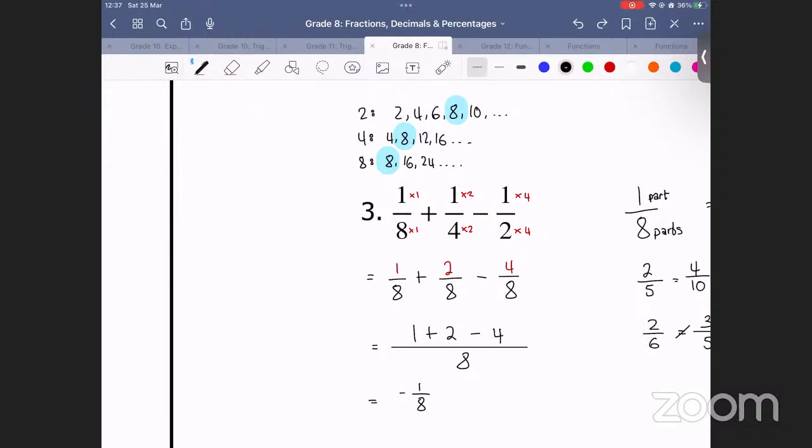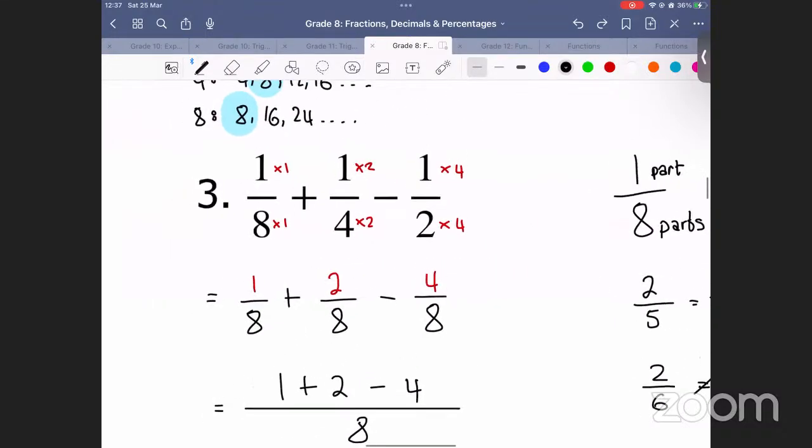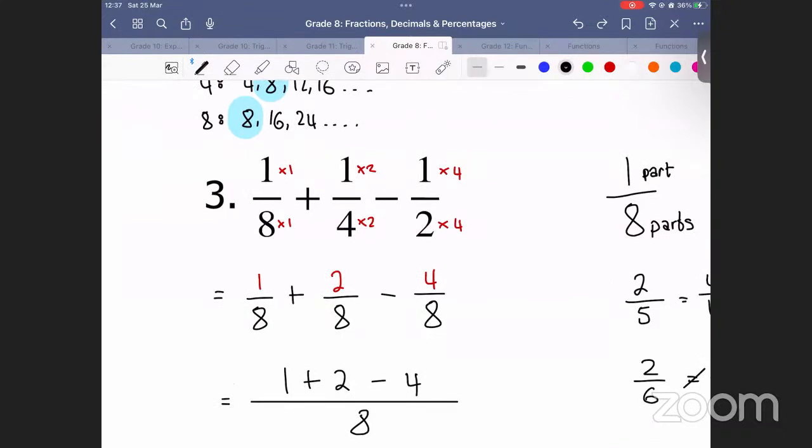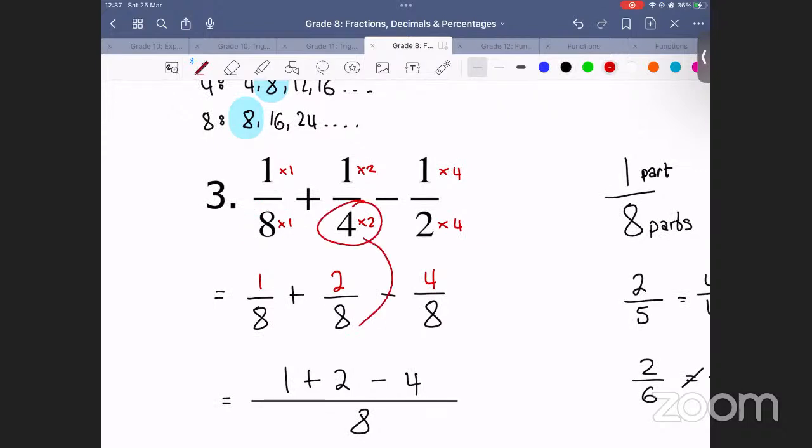Yes, that's why we always change the denominators to the same denominators, so that we can complete the addition and subtraction. But when we change the denominator, we have to change the numerator as well. So you always consider, how did I get from this denominator to that denominator? Whatever I do to the bottom, I do to the top as well, to keep it the same.